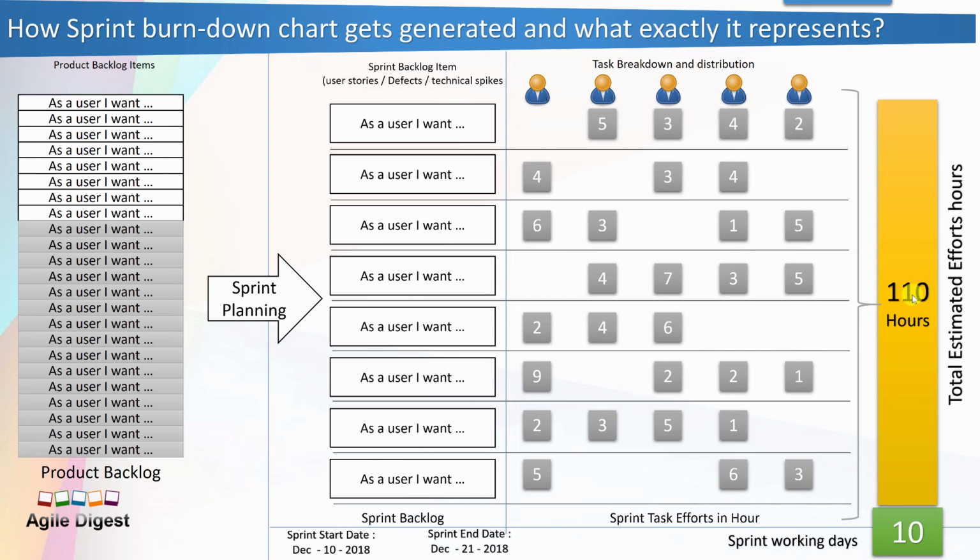So burndown charts actually start from your estimation, how much you have estimated. Actuals we'll see on a day-to-day basis, but this is the starting point. You have 10 days for the sprint duration and 110 hours for the total sprint commitment estimation. Now let's see how the burndown chart gets prepared from these two values.